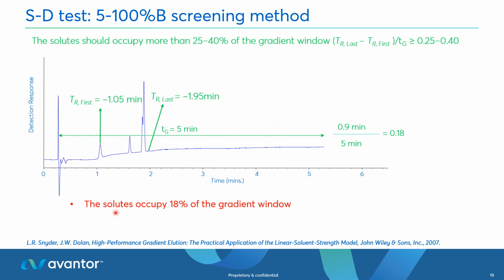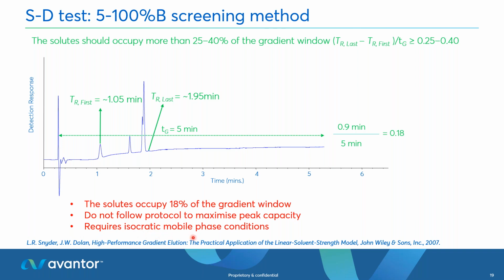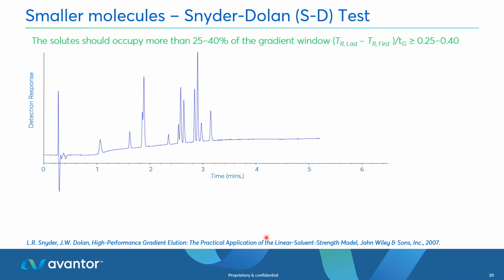So what this means is our solutes occupy 18% of that gradient window of 5 minutes. We do not follow that protocol to maximize peak capacity, and we need an isocratic mobile phase separation technique, which isn't too bad. Actually, good news for you, that's great, because then you don't have to waste time on re-equilibration. You can simply stack your injections one after the other.